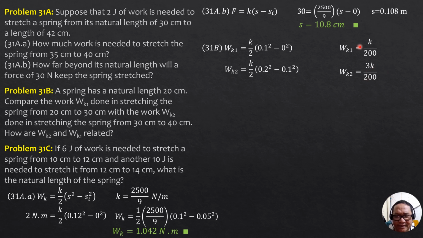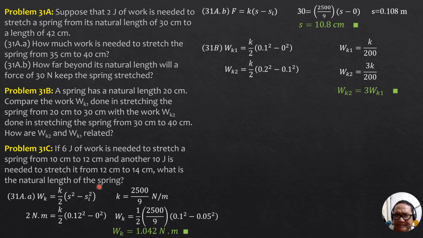Since K over 200 is work 1, we say that work 2, the work done by the force in the spring in stretching it from 30 to 40, is 3 times that of the work done by the force in stretching the spring from its natural length to 30 cm. So work 2 is 3 times work 1. So that's the answer. You just divide this by that or replace K over 200 by WK1.